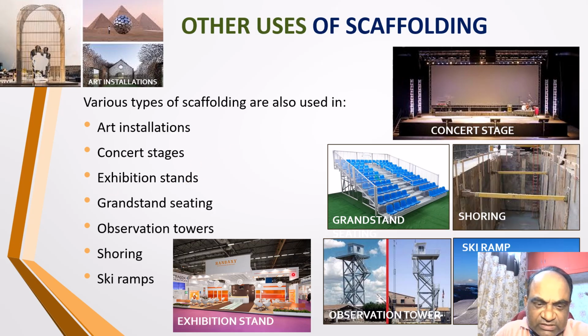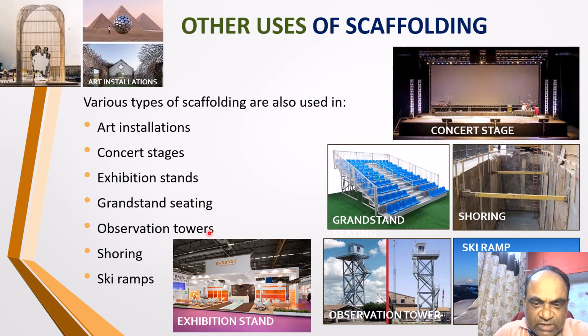Exhibition stands. An exhibition stand is shown in this picture. As you can see, a lot of scaffold work is done to support or raise the structures for the exhibition. The other one is grandstand seating. So this is a grandstand. For any kind of exhibition or show, this type of grandstand is constructed as a seating arrangement where thousands or hundreds of people are required.